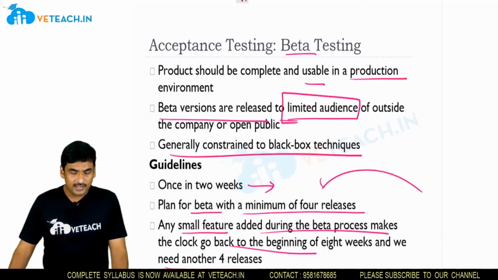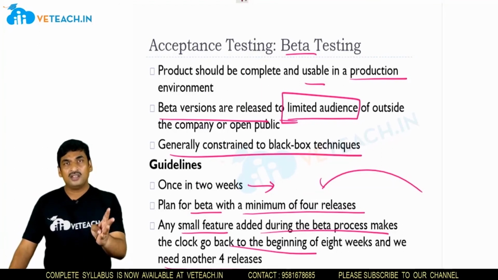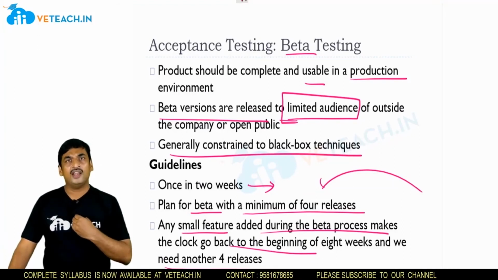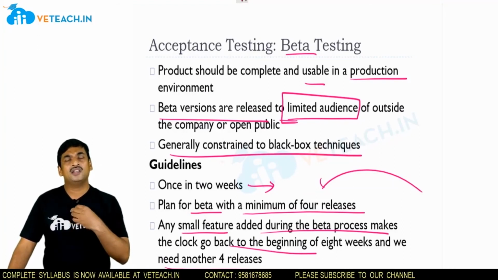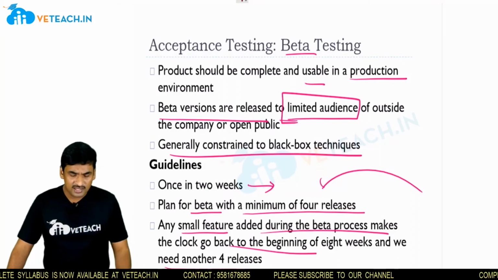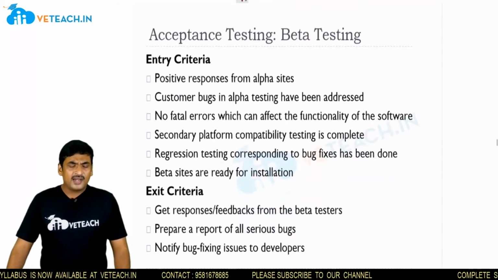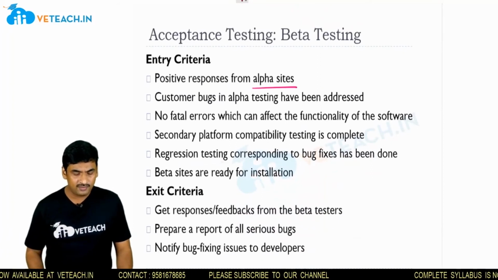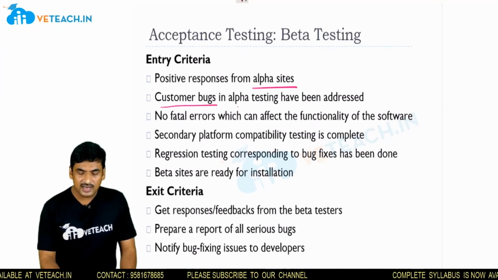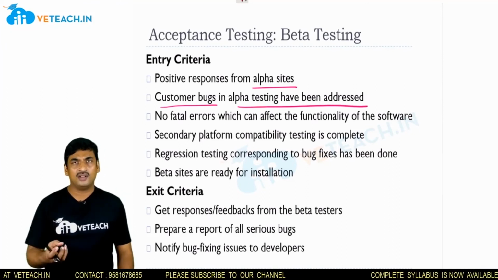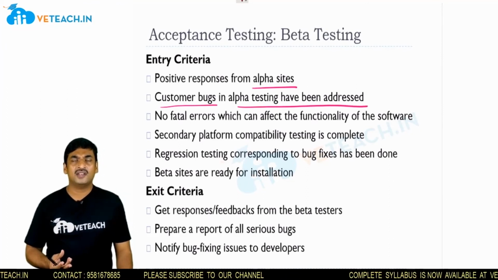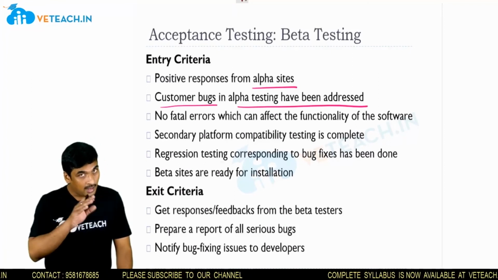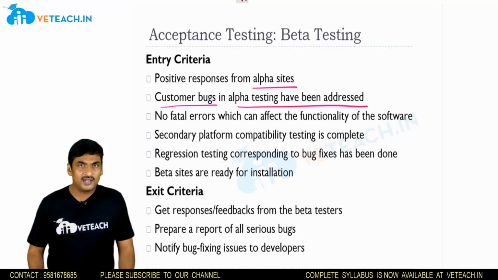That is beta testing. So alpha testing brings the customer to the tester's site; beta testing releases the product onto the customer's site. When do we begin beta testing? All the responses from the alpha sites should be positive, and customer bugs in alpha testing have been addressed. If there are certain concerns at the alpha testing sites, after addressing those, we will proceed to beta testing.